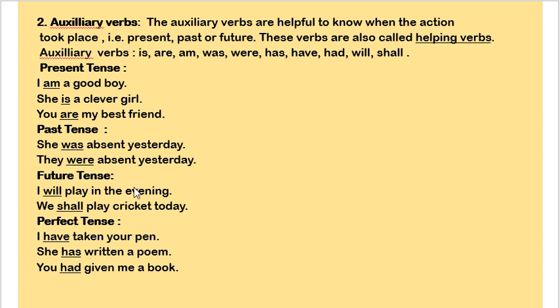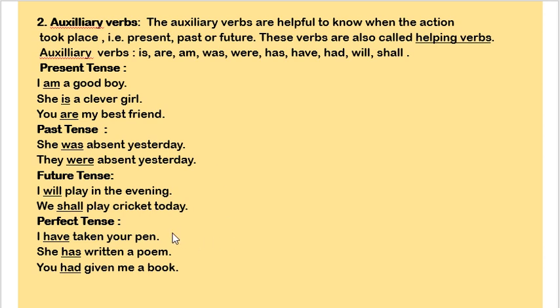Now let us see future tense. I will play in the evening. Whenever I am talking about future action, I have to use will or shall form. We shall play cricket today. So we shall play cricket today. Today is the hint to use the future tense. I hope if a fill in the blank type of exercise is given, you will be easily able to take the hint in this way and fill the exercise.